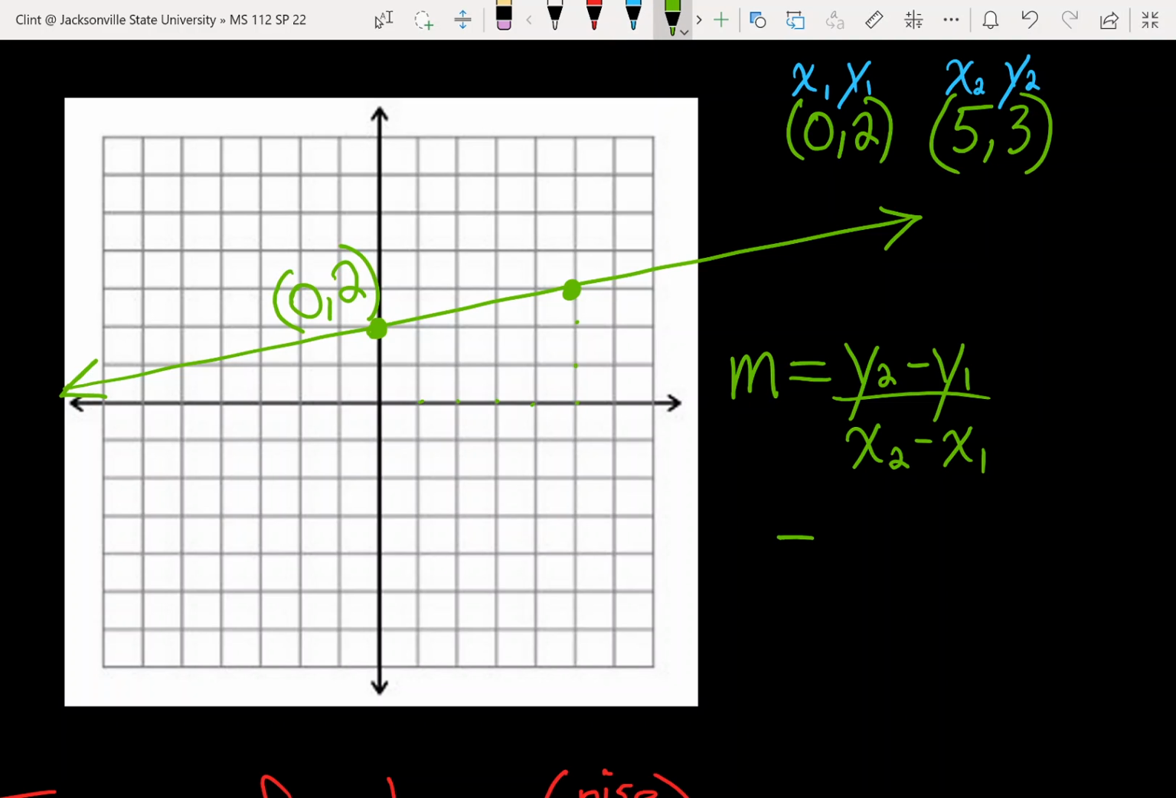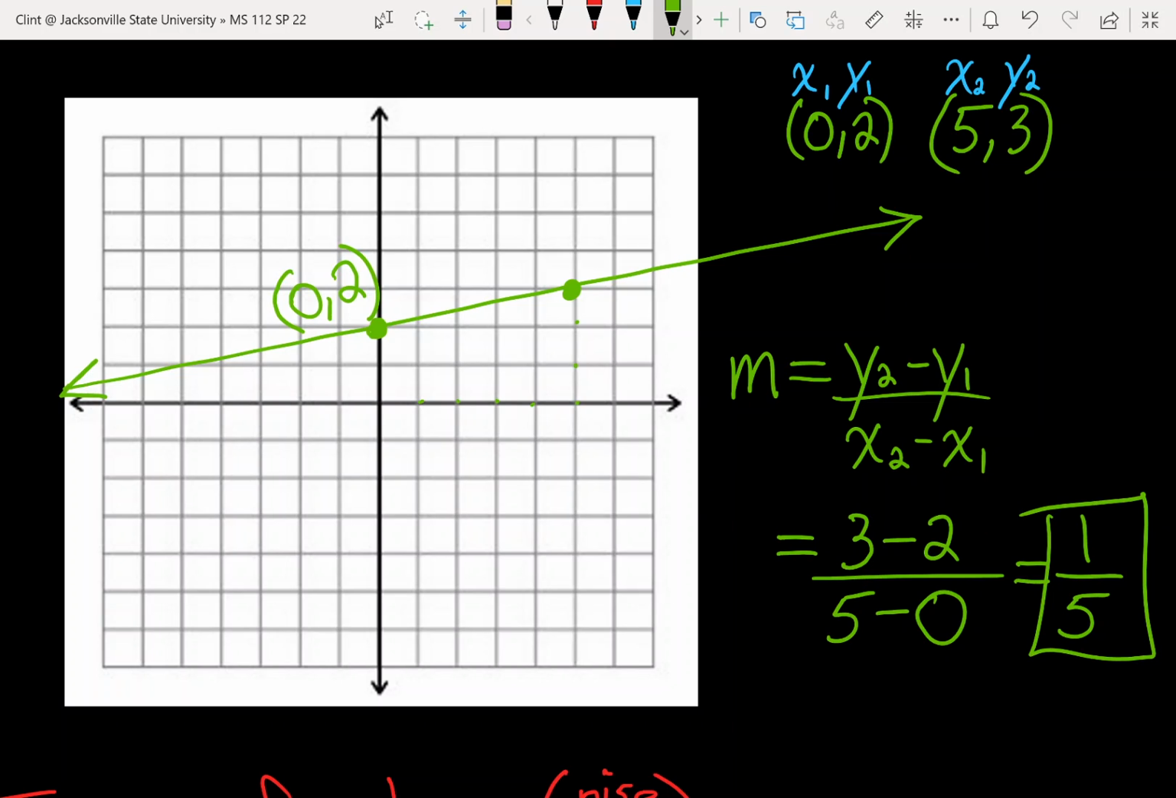Then if we plug into our formula, that's y2, so that was 3, minus y1, which is 2, over x2, which was 5, minus x1, which was 0. And 3 minus 2 is 1. 5 minus 0 is 5. So our slope of this line would be 1 over 5.